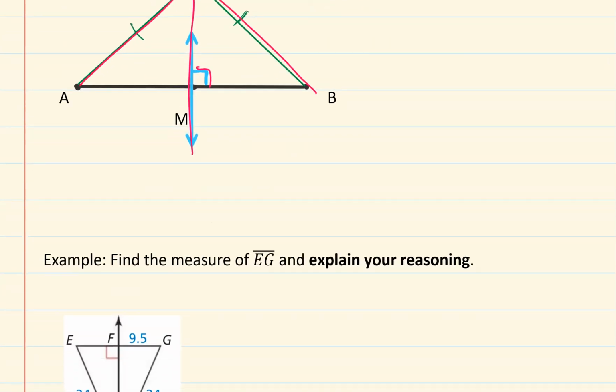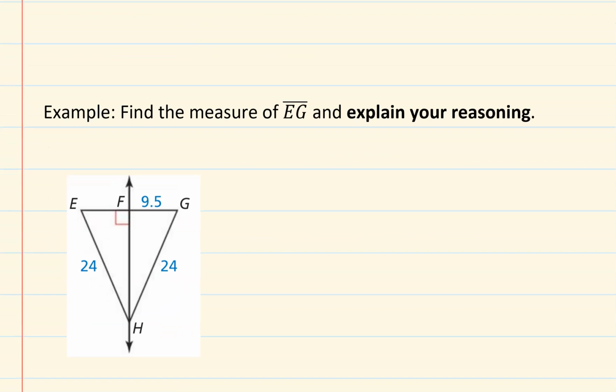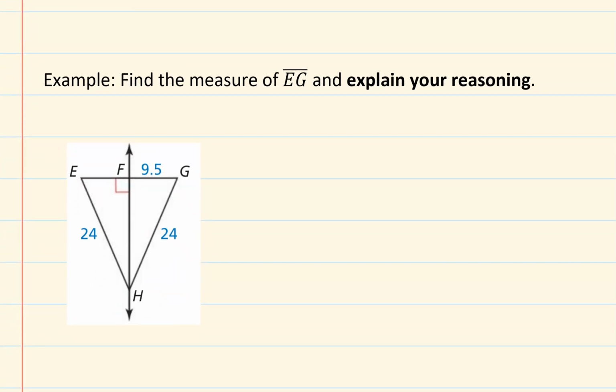So here's our next example. Go ahead and write the question and draw the picture. Okay, so this example says find the measure of EG. So we're looking for how far it is from here to here. Does it look like HF is the perpendicular bisector? Yeah, so if it is, then we know that EF is the same as FG. So in order for us to use that, we have to prove that FH is the perpendicular bisector. So that's what our statements that we're writing here are trying to prove.